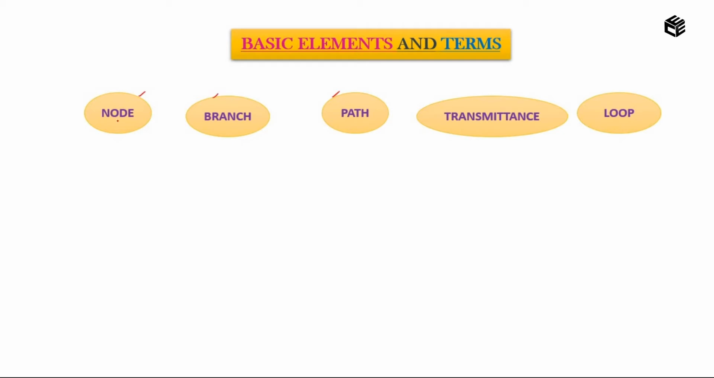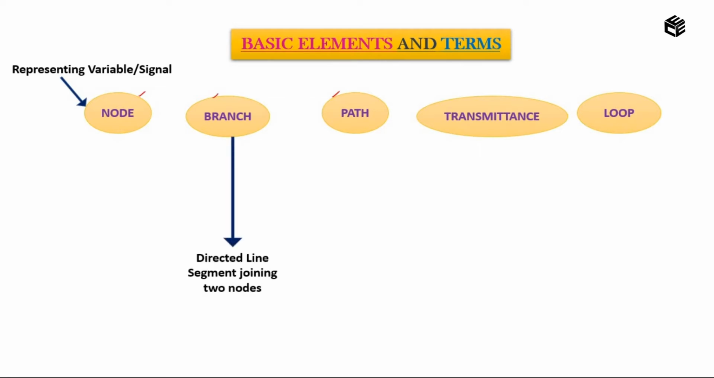So first is called as node. A node is used to represent a variable or a signal. That is, we can say whether we are going to represent an input node or output node, which can be represented with the help of this node. Next is branch. So a branch is the directed line segment joining two nodes. So if I am considering this as one node and this as one node, if I am connecting these two nodes with the help of a directed line segment, we can call this as a branch.